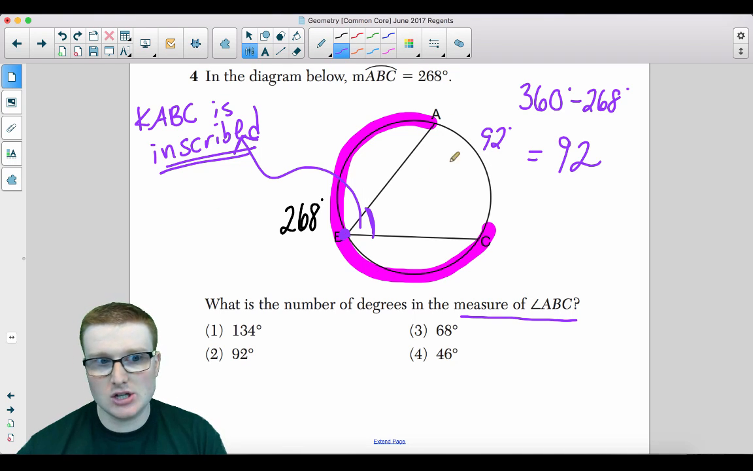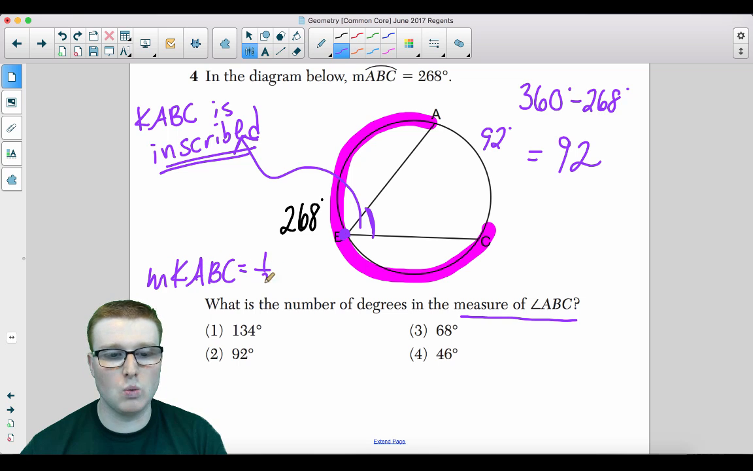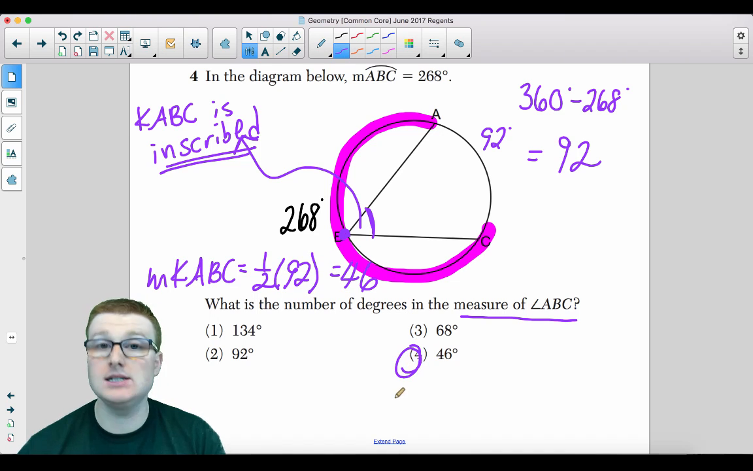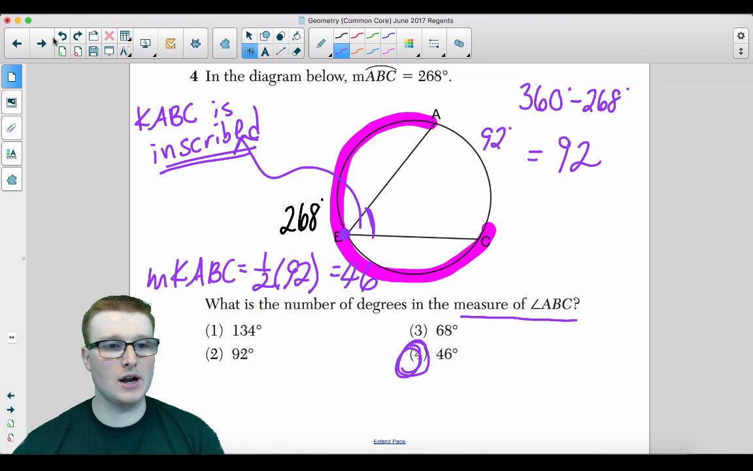So all we need to do is just say the measure of angle ABC is equal to 1/2 of the 92 degrees. Well, 1/2 of 92 is just 46. Choice 4. Done. Moving on.